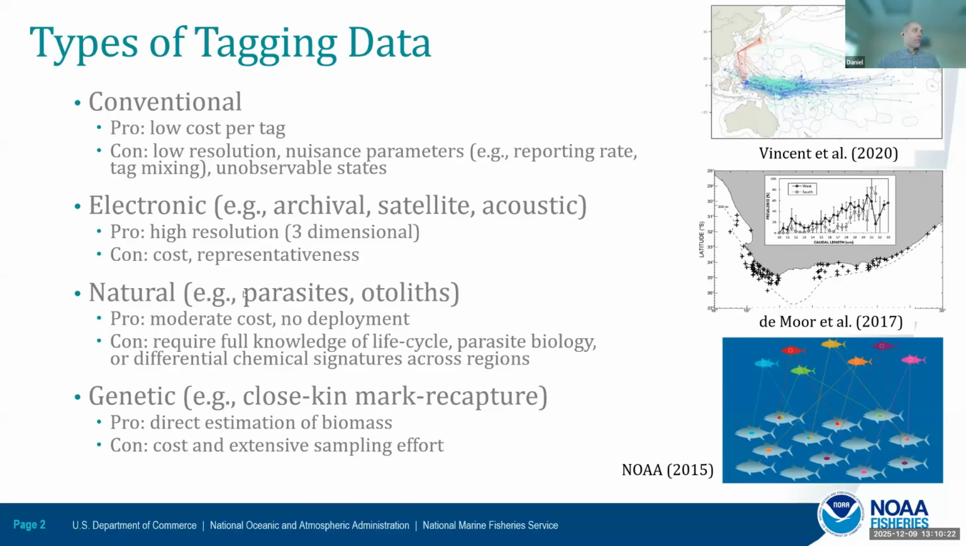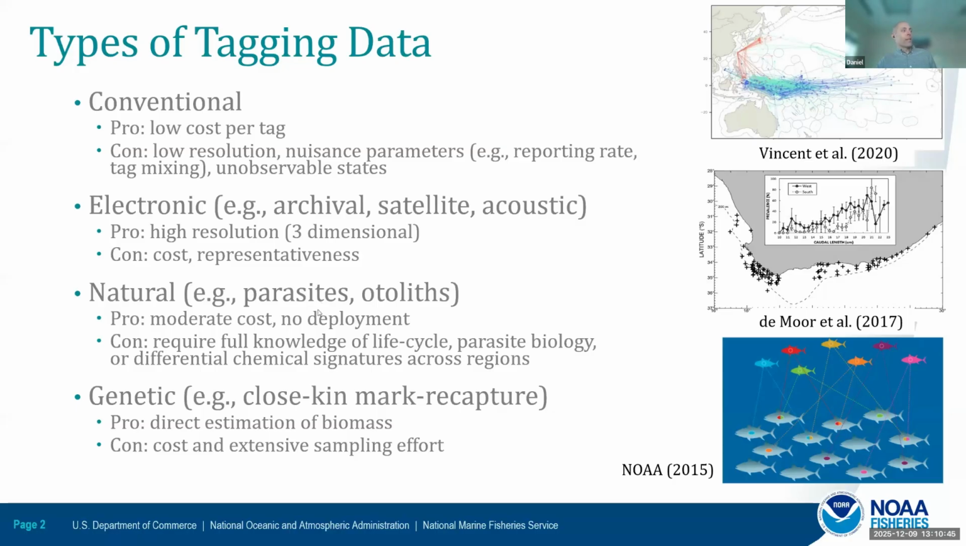But we do have four general types of tagging that we could be integrating into a stock assessment when we start talking about spatial stock assessments. They each have their pros and cons. We've done a lot of talking this morning about conventional tagging, which is useful because it's low cost, but it's also low resolution, as we talked about.